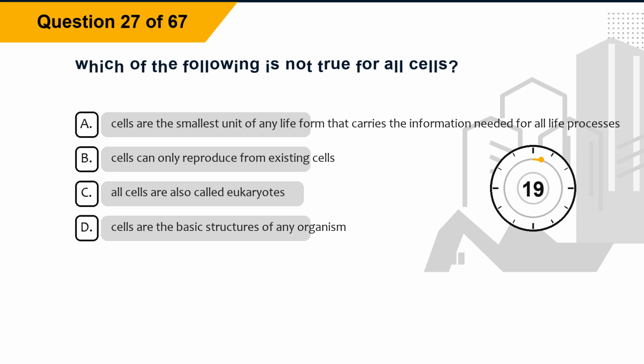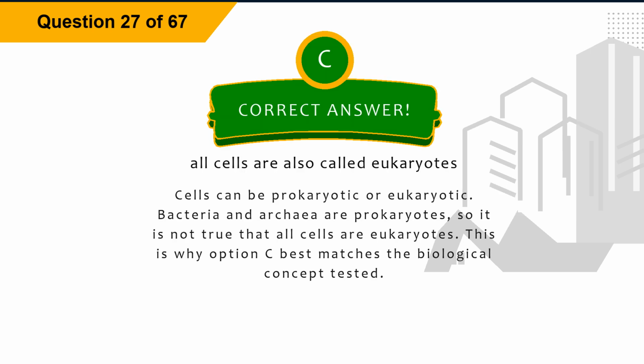Question 27. Which of the following is not true for all cells? Option A, cells are the smallest unit of any life form that carries the information needed for all life processes. Option B, cells can only reproduce from existing cells. Option C, all cells are also called eukaryotes. Option D, cells are the basic structures of any organism. The correct answer is option C, all cells are also called eukaryotes.